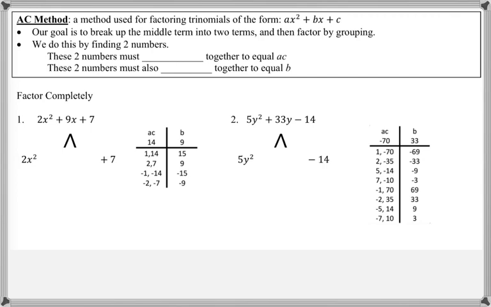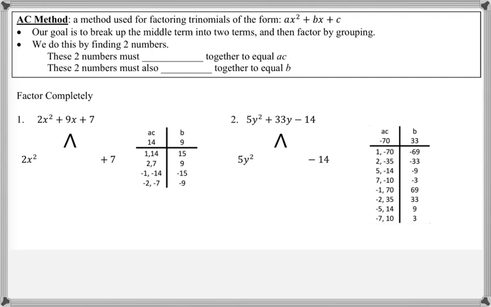So the AC method is a method for factoring trinomials of the form ax squared plus bx plus c. And what that means is that a is just the number that is being multiplied by your x squared, b is just the number that's being multiplied by your x, and c is just the number that is by itself. So like on the first question here, your a would be 2, your b would be 9, and your c would be 7. So they're just identifying those numbers as A, B, and C.